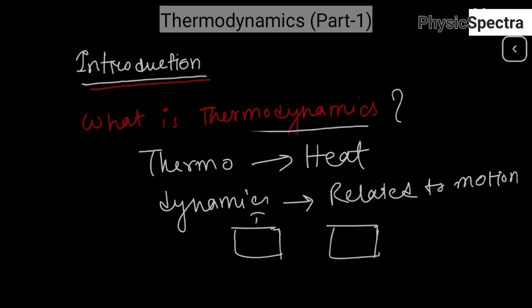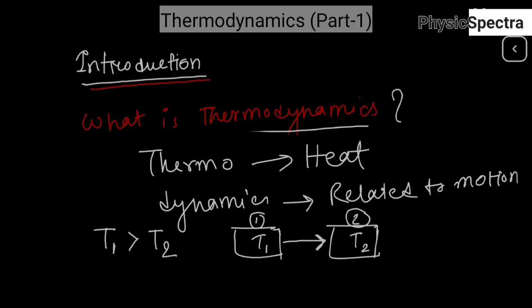This system is system number 1 and this system is system number 2. Now the temperature of system number 1 is T1 and temperature of system number 2 is T2. Now if this T1 temperature is greater than T2, then we can say that heat will transfer from system 1 to system 2, because heat always gets transferred from higher temperature to lower temperature. This is the rule of nature.